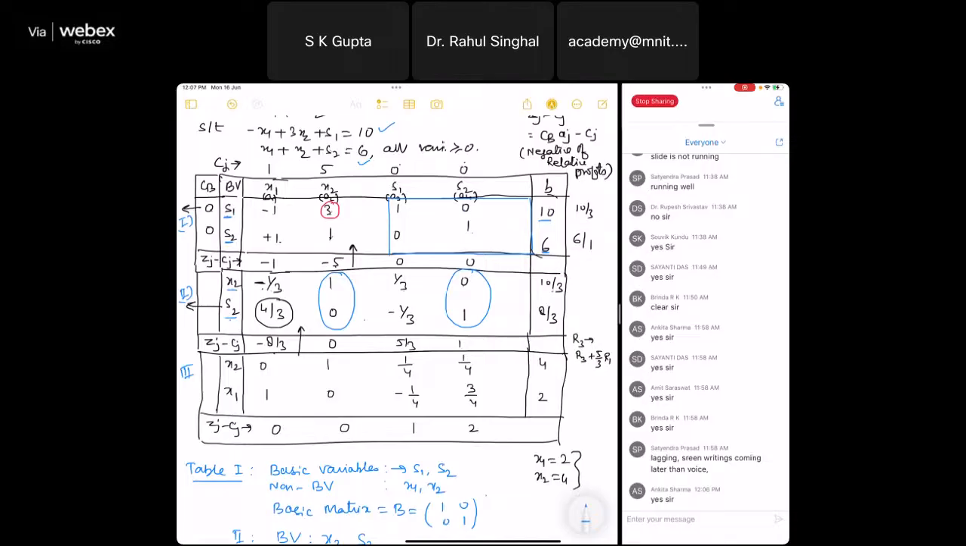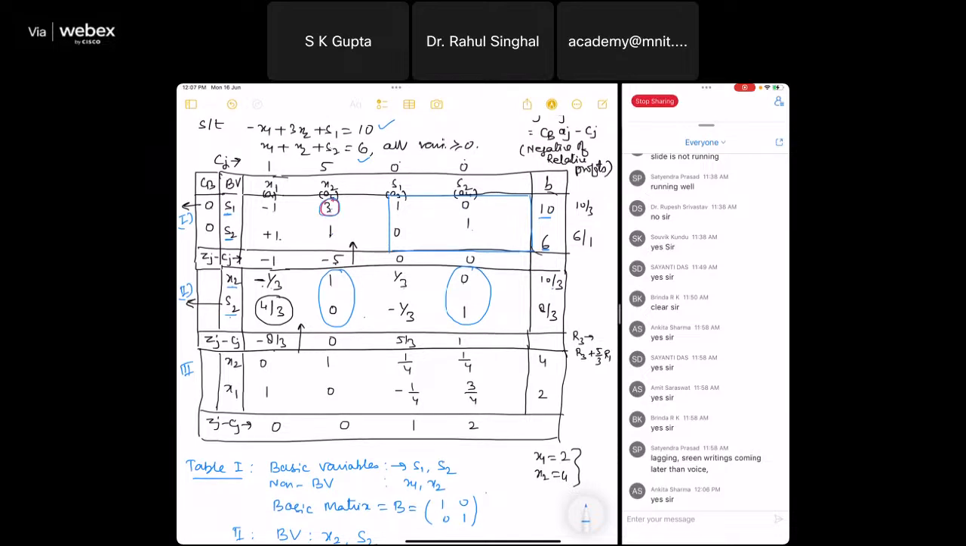Is it clear? So that's why we are making one as pivot element and try to make it identity corresponding to this variable with the help of this pivot element, right? Similarly, in the third table also we are having identity corresponding to the basic variables, so that we can directly find out what is the value of x2 and what is the value of x1. So this is the answer of the first question.